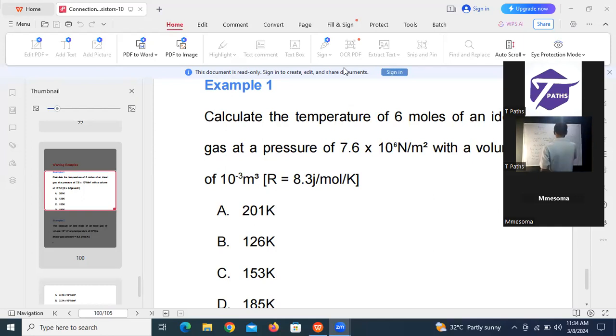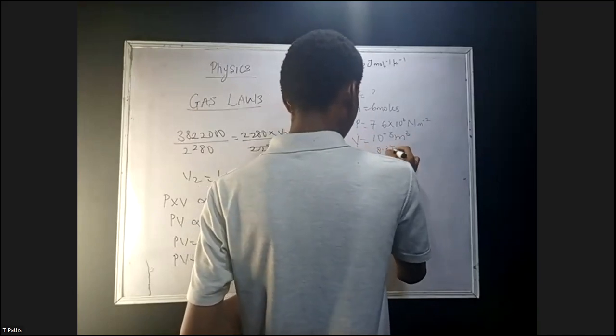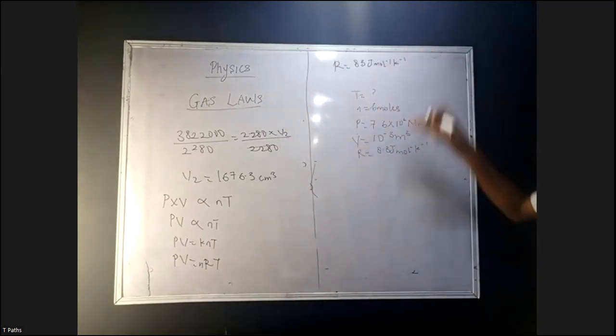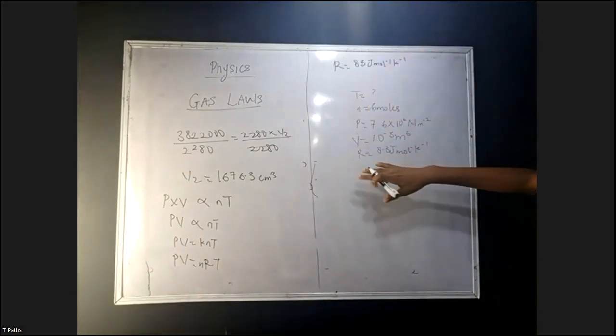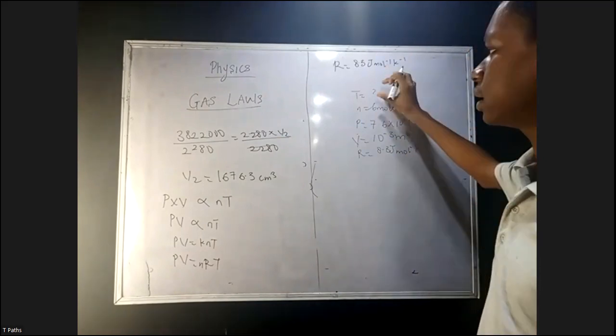And then the question says R is equal to 8.3 joule per mole per Kelvin, which I've already written down here. All right. So this is the constant. It's always 8.3 joule per mole per Kelvin. So now what I want to calculate here is my temperature.